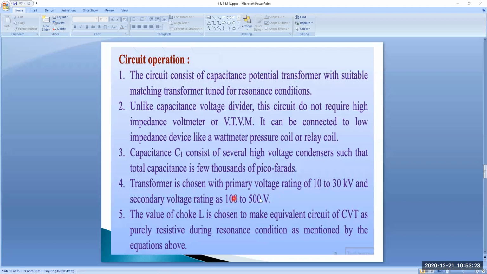That's why a basic meter is required. So this much highly costly equipment, vacuum tube voltmeter and high impedance voltmeters, is not required. Special voltmeters are not required. Just a normal general purpose voltmeter is required to measure the secondary voltage of the transformer. The value of choke L is chosen to make the equivalent circuit of CVT purely resistive during resonance condition, as mentioned by the equation.